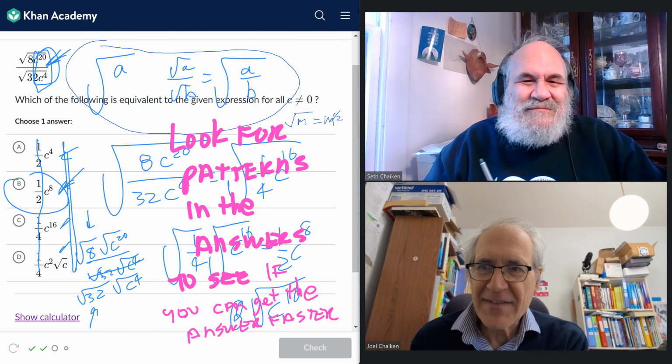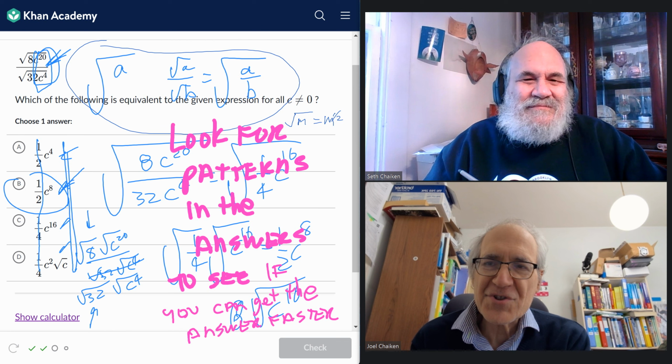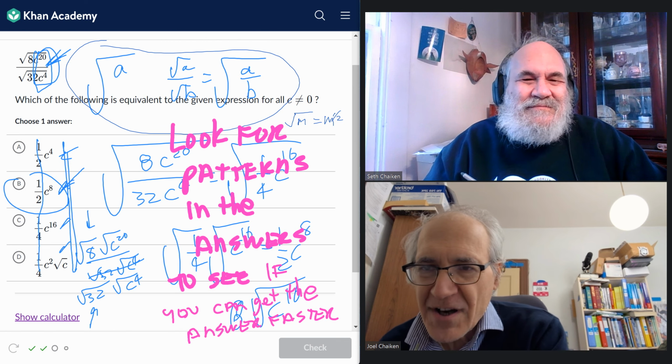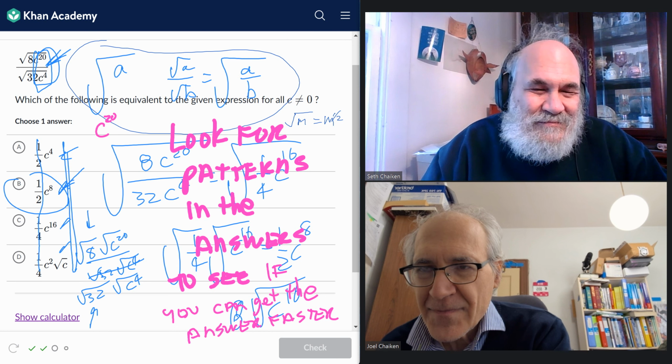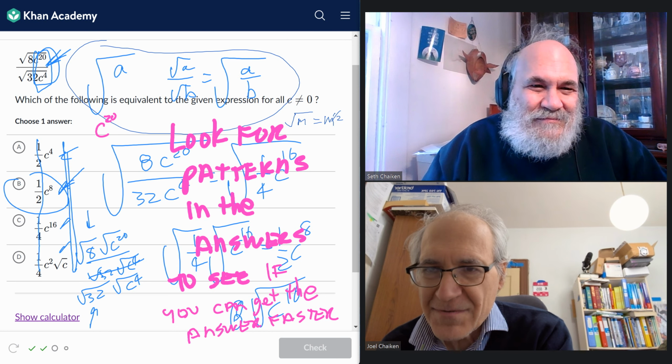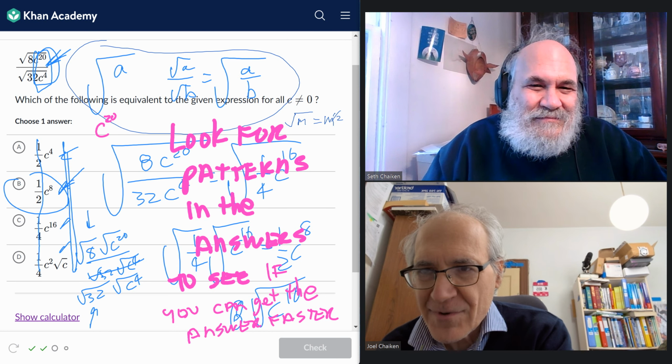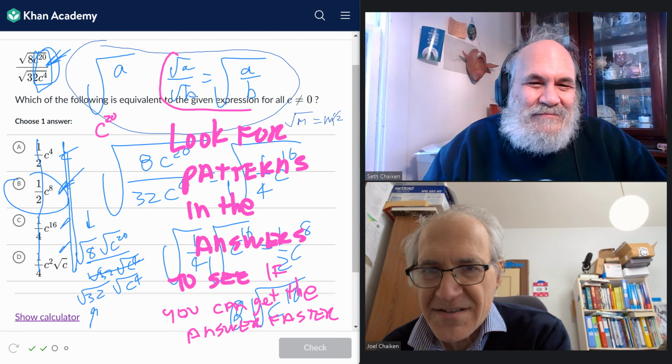But yes, you definitely have to know the square root. You have to know two exponent rules. You have to know that c to the 20th. No, you first have to know, actually, you really should know the square root of this thing. This is important to know.